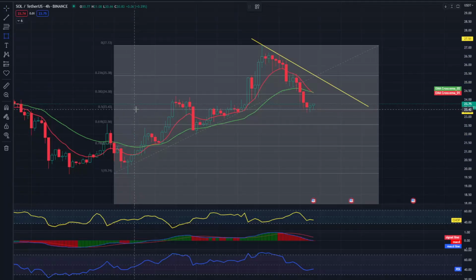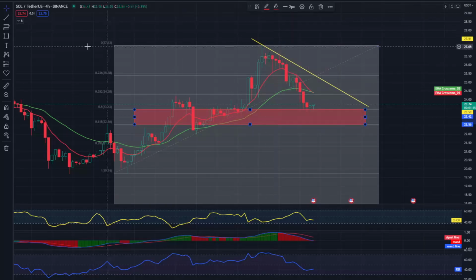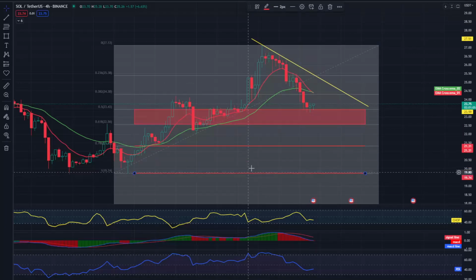Let's start by marking the support spots for the price, and we see that we first have a support zone from $23.42 to $22.56, but if the price goes lower, we have another support at $21.31, then at $19.74.